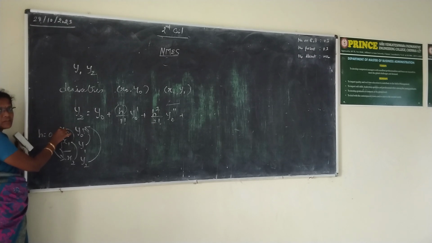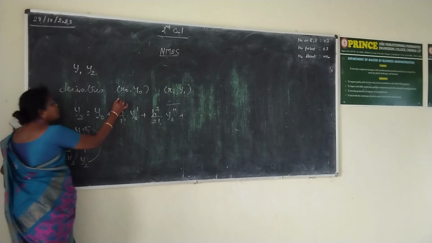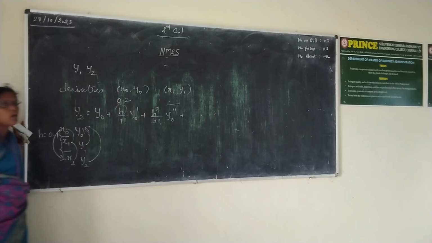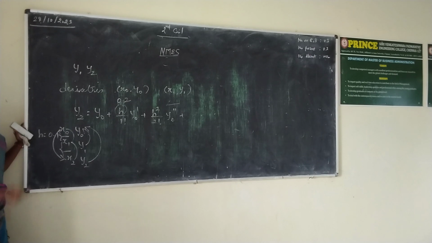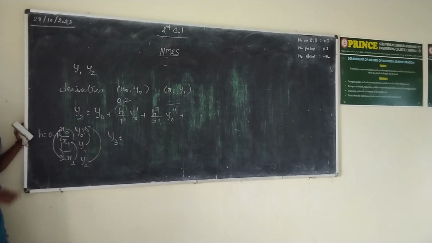What is x2? x2 is 0.2. x0 is 0. So x2 minus 0 will be 0.2. So in that, what you do is replace h as 0.2. So using that y0 column itself you can find any other numbers also. If you want to find y3 what you will do? Interval difference of 3, the interval difference between x3 and x0.